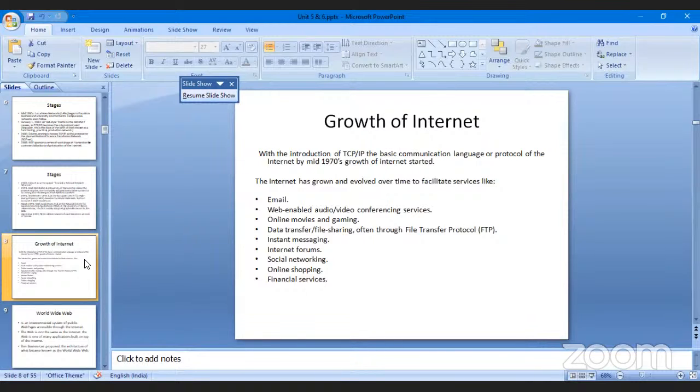Just a second. I still have the issue. My system is hanging, because of which I cannot share the actual PPT which I have developed.